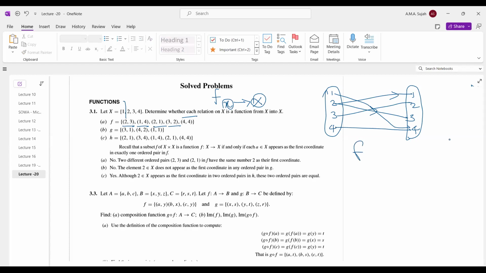Whether it's a function or not. How can you find out whether it's a function or not? What do you think? Just revise the theory to check the functions. Each element in the domain has a relation with the codomain, right? So this is my domain, this is my codomain, right? Each element in the domain has a relation with the codomain, right? That is the first condition. Tell me, is it a function or not?